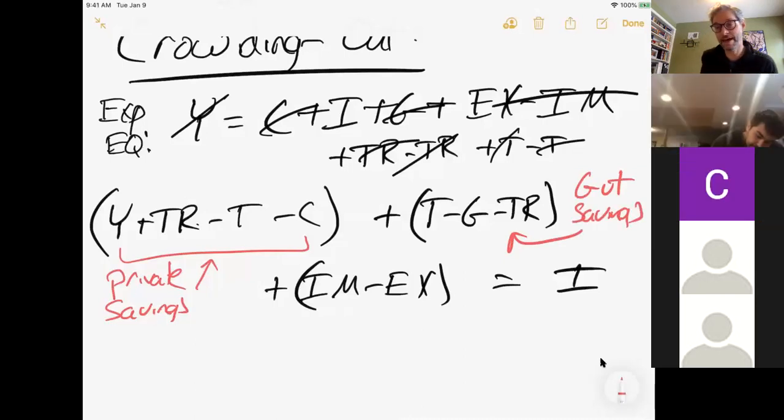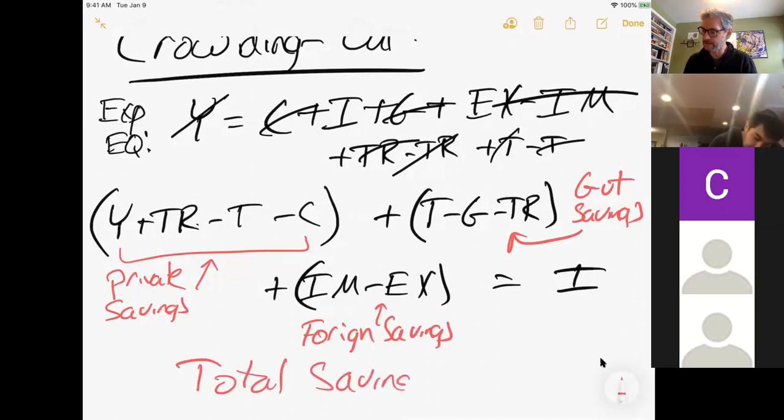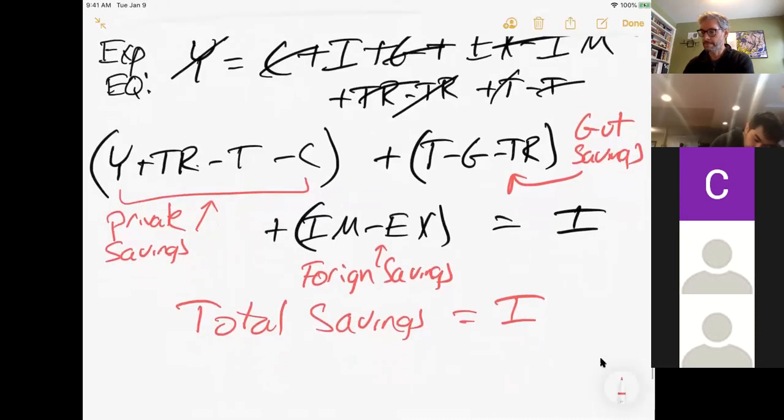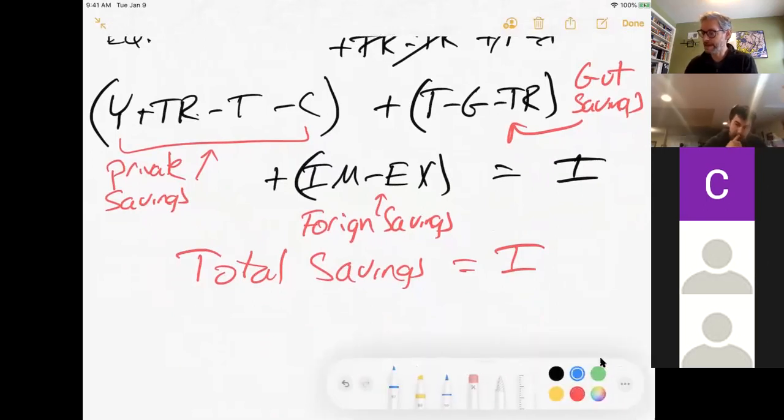It's the negative of the deficit, right? It's the negative of the deficit. And this is foreign savings. So altogether, this equation is just saying total savings equals investment. All right? So in many ways, this is pretty intuitive. It has to be true in an economy that total savings equals investment. And so maybe you can understand now what crowding out is.